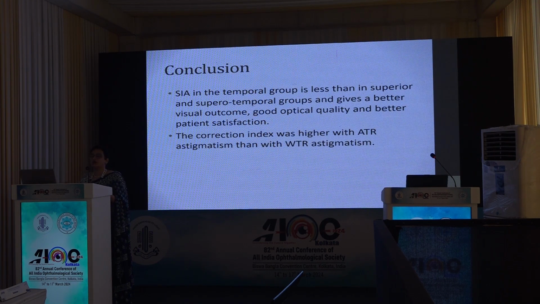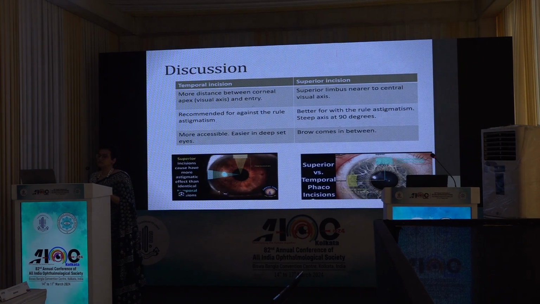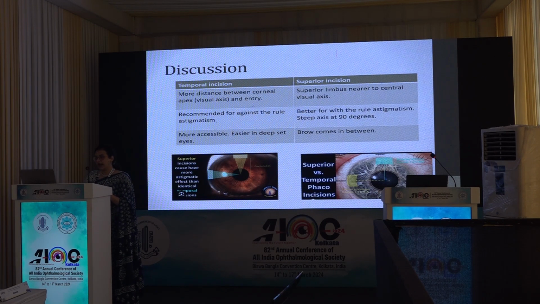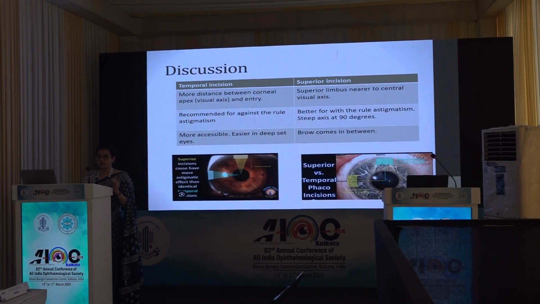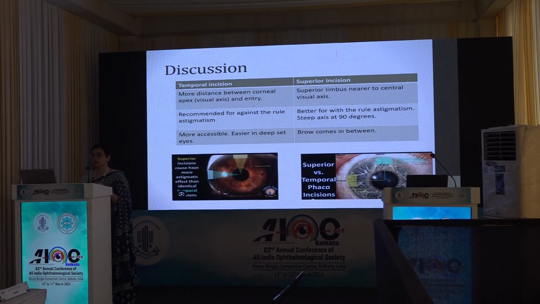Also the correction index was higher for against the rule patients as compared to with the rule, especially in temporal incision, because the incision was given at its steeper axis. So to compare the two incisions, the temporal and the superior incision: in the temporal incision, the distance between the corneal apex, that is our visual axis, and the entry point is higher. So any change at that axis creates lesser impact as compared to when the incision is taken at a superior site, where it is nearer to the limbus, and also nearer to the central visual axis.